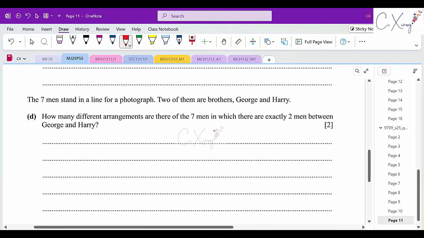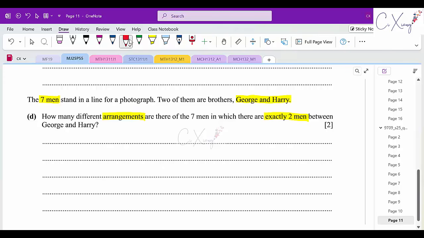Now we are having part D. There are 7 men standing in a line for a photograph. 2 of them are brothers, George and also Harry. Okay, so the 7 men now want to stand in a line for a photograph. Only the 7 men, not including the women yet. Okay, so how many different arrangements? Highlight the keyword arrangement. Are there of the 7 men in which there are exactly two men between George and Harry?